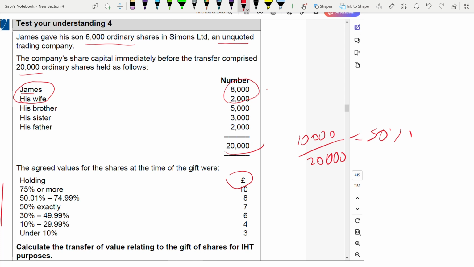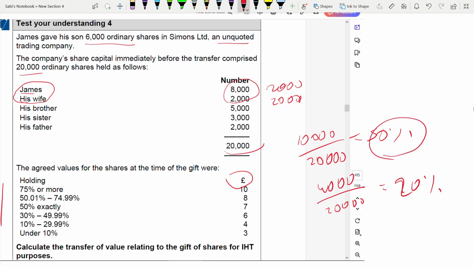After the gift, they are giving 6,000. So 6,000 will reduce from James. James will then be having 2,000. With his wife's 2,000, it's 4,000. So 4,000 out of 20,000, it's 20%. Before gift 50%, after gift 20%.